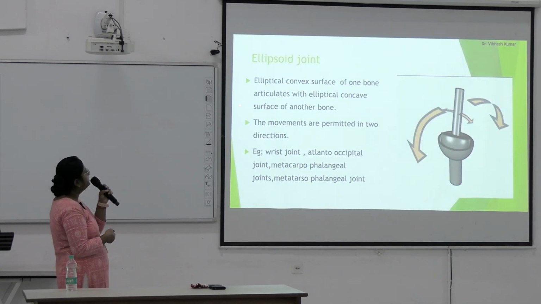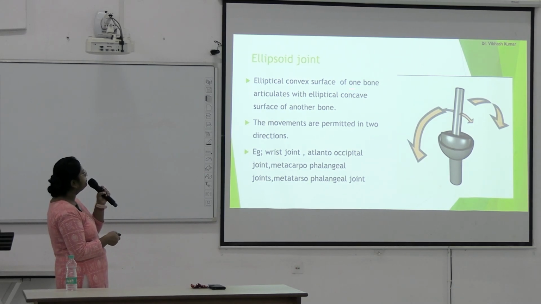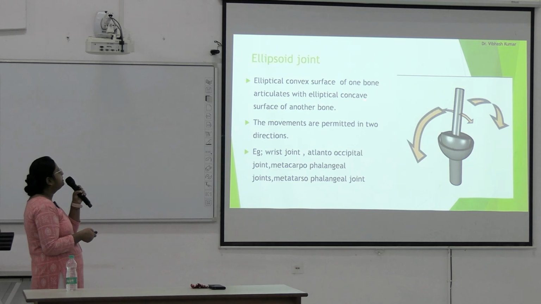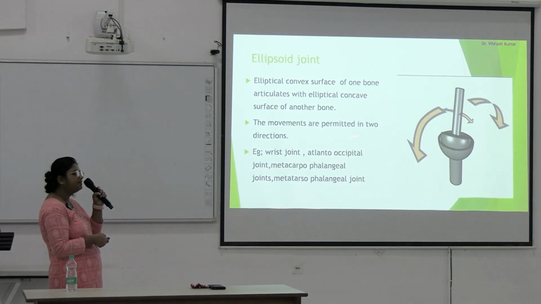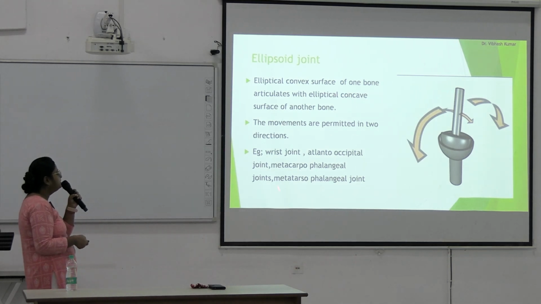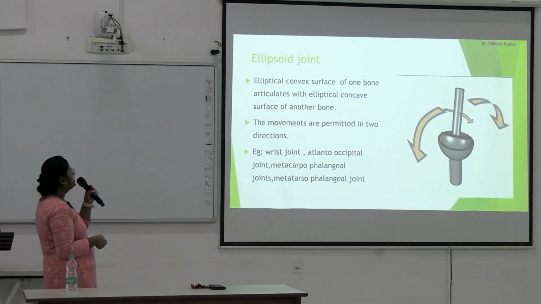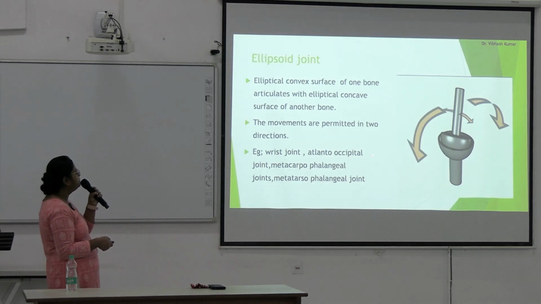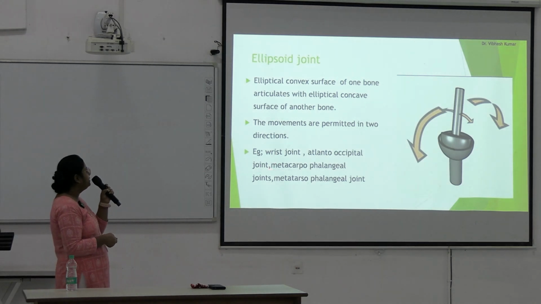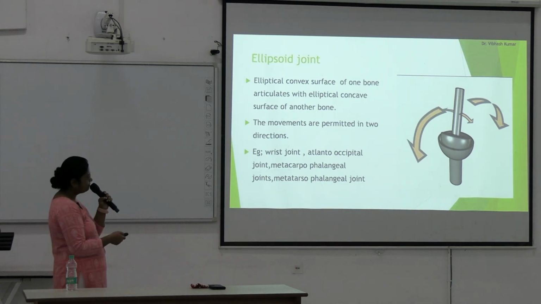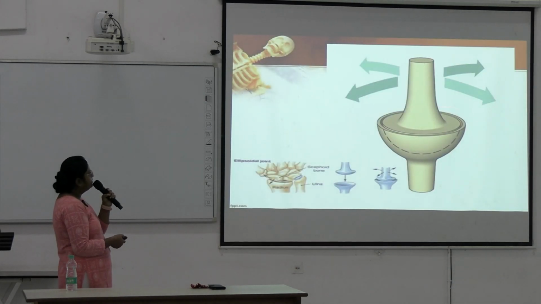So, ellipsoid joint, elliptical convex surface. Here the elliptical convex surface of one bone articulates with the elliptical concave surface of the other bone. Movements are permitted in two directions. Examples are the wrist joint, atlanto-occipital joint, metacarpophalangeal joint, metatarsophalangeal joint. Okay, this is the elliptical surface and this is the socket for this convex articular surface.